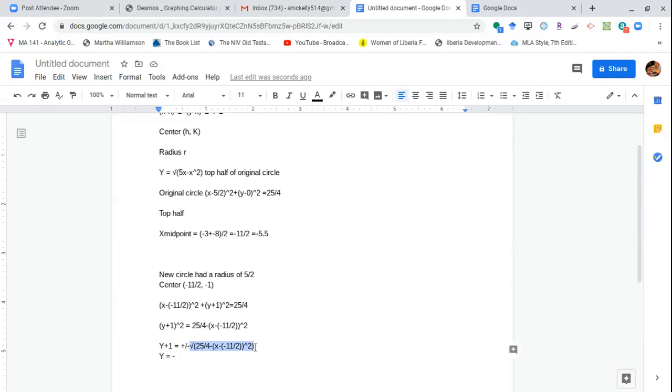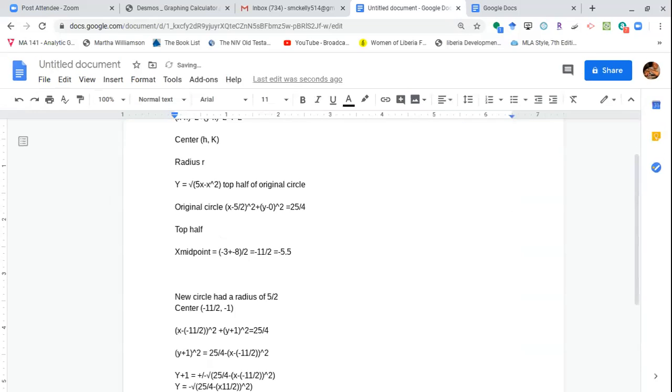So it's the negative of this whole thing here, and that's because it's the bottom half of the circle. Correct. And then I'm just going to change this now because this is a double negative, so I'm going to make it a plus just so that it's a little easier to read.